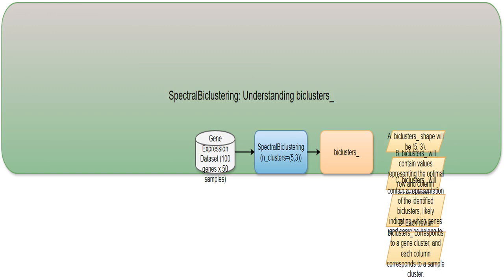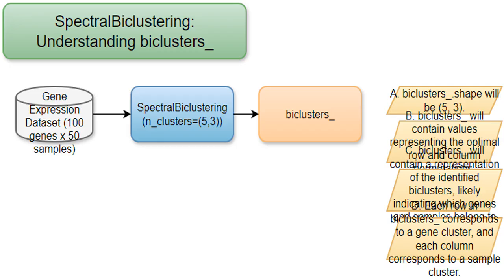We're exploring how scikit-learn's SpectralBiclustering algorithm works, specifically focusing on what its BICLUSTERS attribute tells us after the algorithm finds clusters in data. It's like figuring out the secret code that tells us which data points belong together in the groups the algorithm found. I'm working with gene expression data.